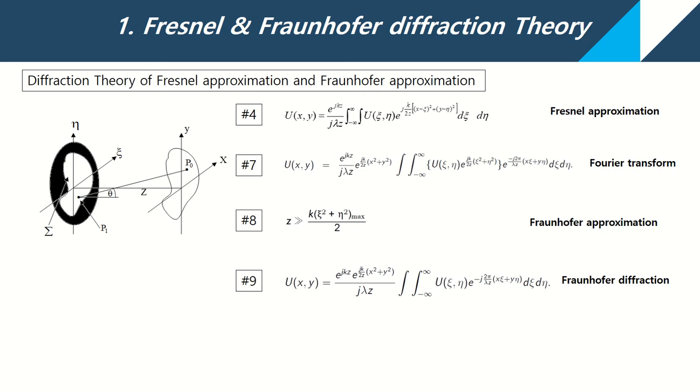This is the Fourier transform of the product of the complex field just to the right of the aperture and a quadratic phase exponential. In addition to the Fresnel approximation, if the stronger Fraunhofer approximation is satisfied, then the quadratic phase factor is approximately unity over the entire aperture. And the observed field strength can be found directly from a Fourier transform of the aperture distribution itself. Thus, in the region of Fraunhofer diffraction, the equation is written like number 9.